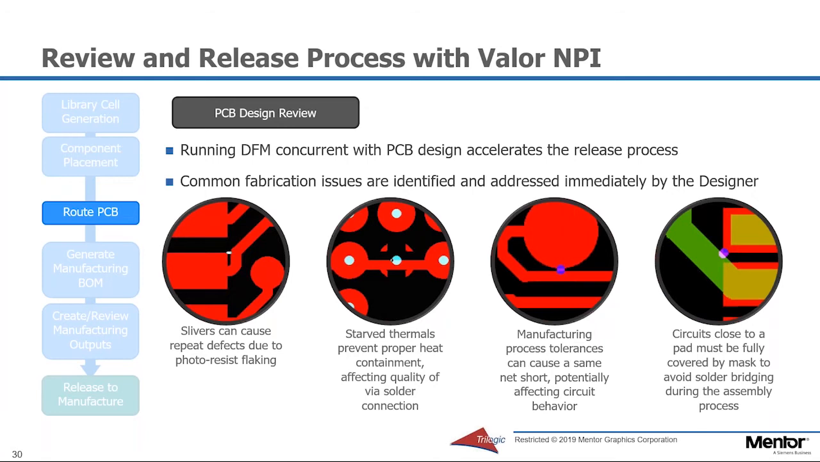Running the DFM checks during routing can identify common fabrication issues, such as slivers that can cause repeat defects due to photoresist flaking, star thermals, and circuits too close to the mask clearance or on a pad that can result in solder bridging during the assembly process.